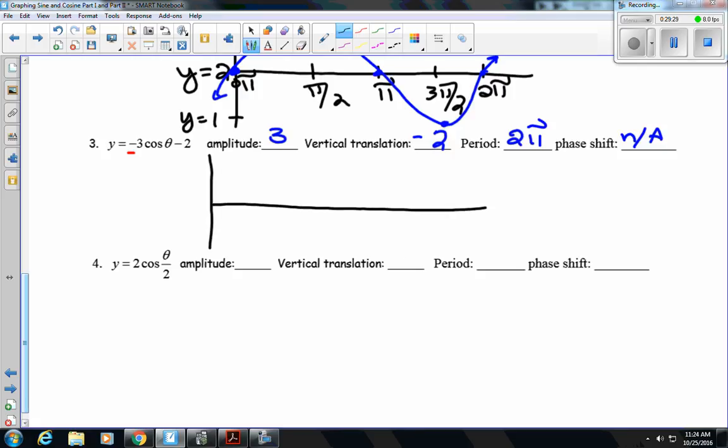So what is my midline? Y equals -2. So here we go. Y equals -2. But my amplitude is 3. So I'm down at -2. I need to add 3, and I'm at y equals 1. And if I subtract 3, I'm at y equals -5. Got that done. Okay, starting at 0 pi again, finishing at 2 pi, always dividing into 4 equal parts.